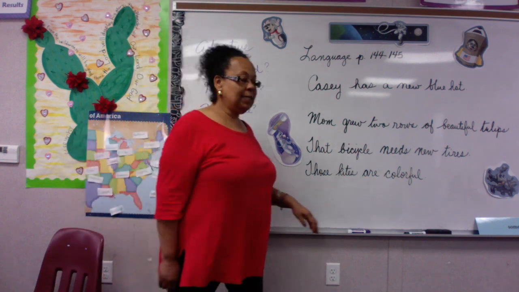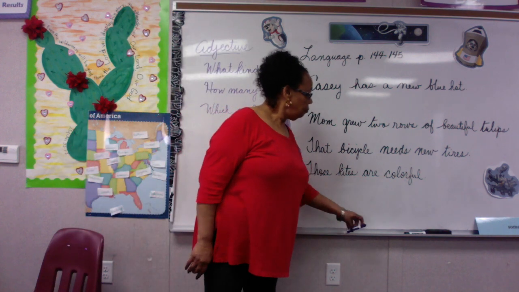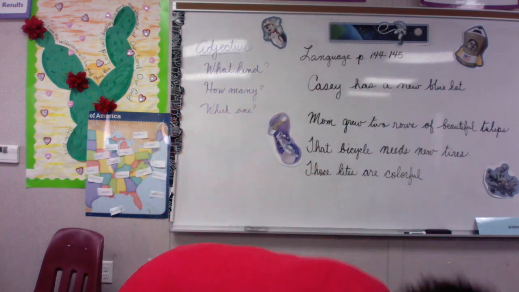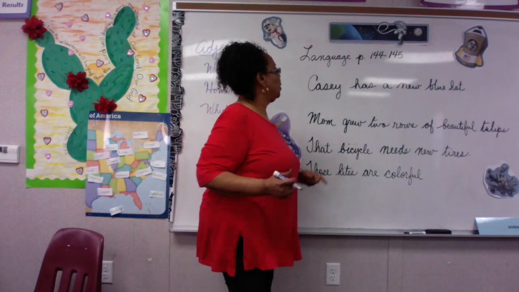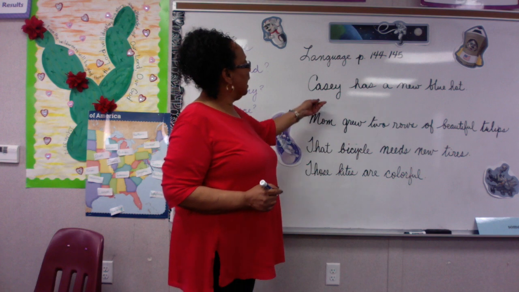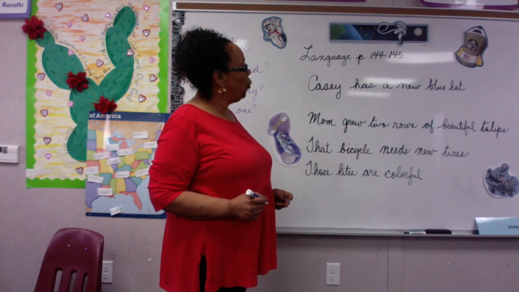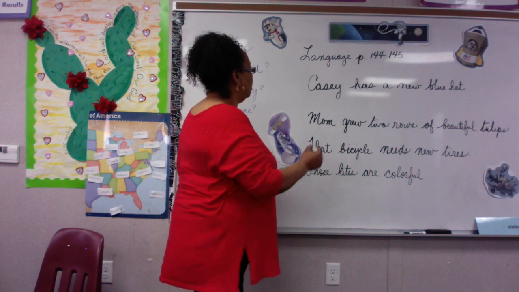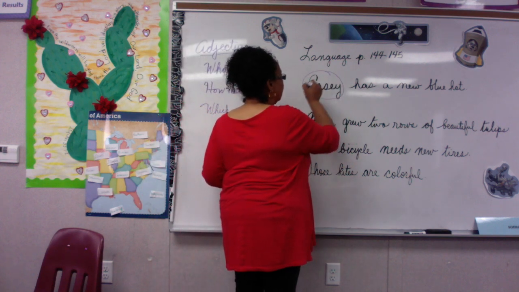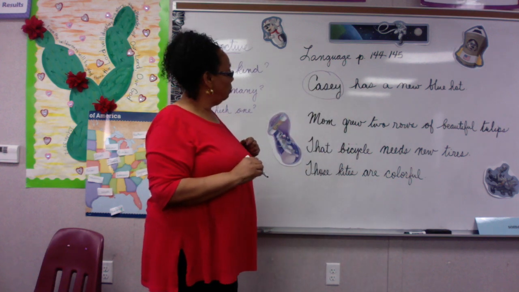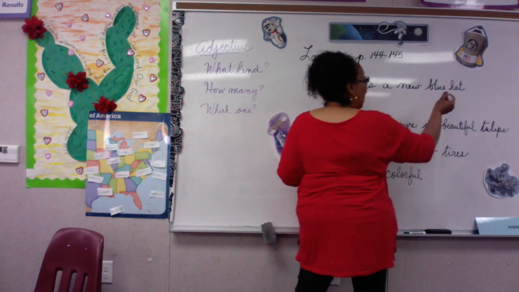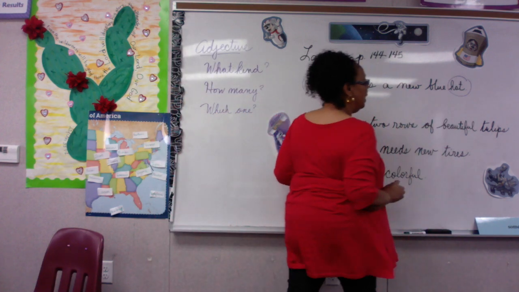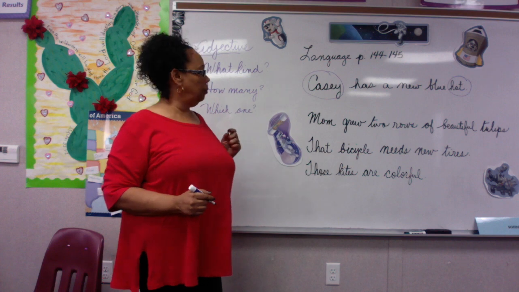So let's begin with sentence number one. Sentence number one says, Casey has a new blue hat. Let's circle the nouns. Casey is a noun and it is a proper noun. Hat is a noun and it is a common noun.